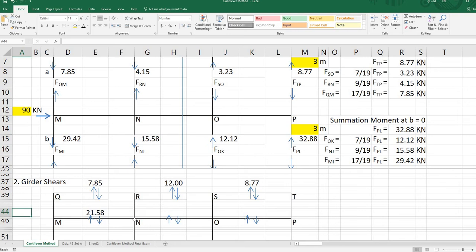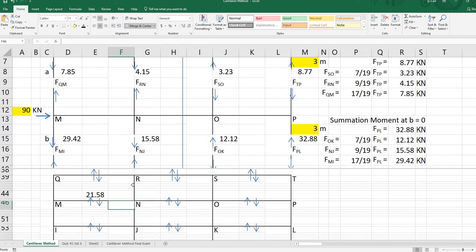Dito tayo ngayon sa node N. Ngayon, ang i-consider mo sa node N would be these two columns. Yung column sa taas, yung column sa ilalim. Then yung girder sa left, tsaka yung girder sa right. Ang magbabalance dyan sa column axial forces tsaka sa girder shear is itong girder shear sa right. Okay, which is girder NO.